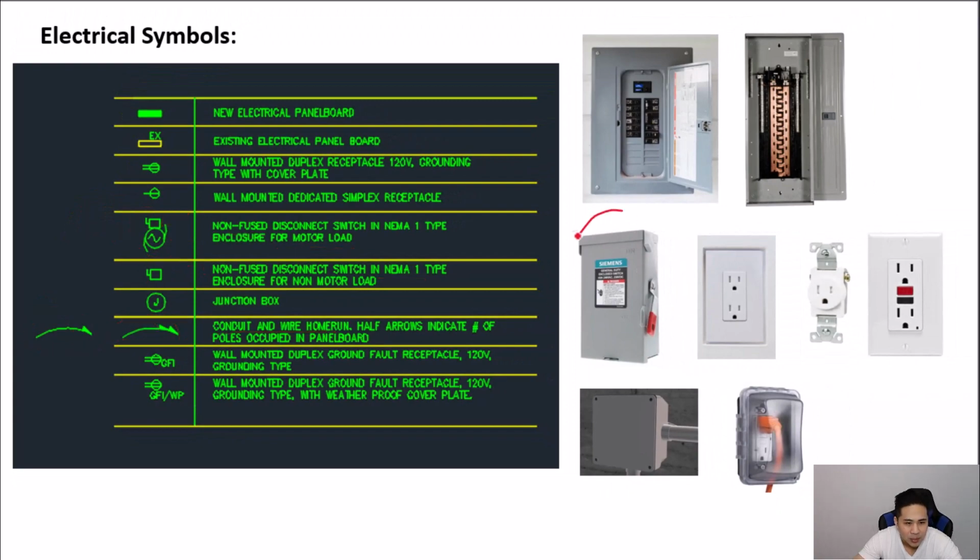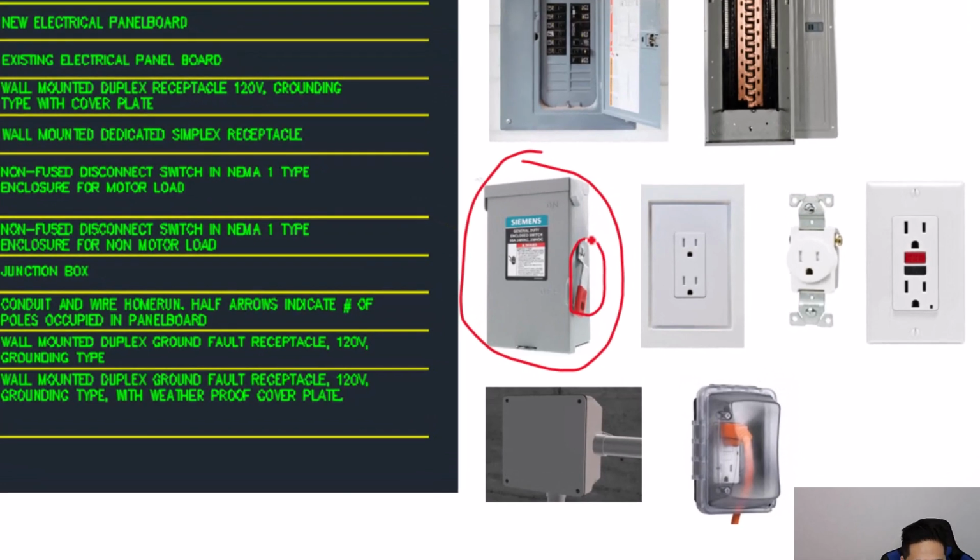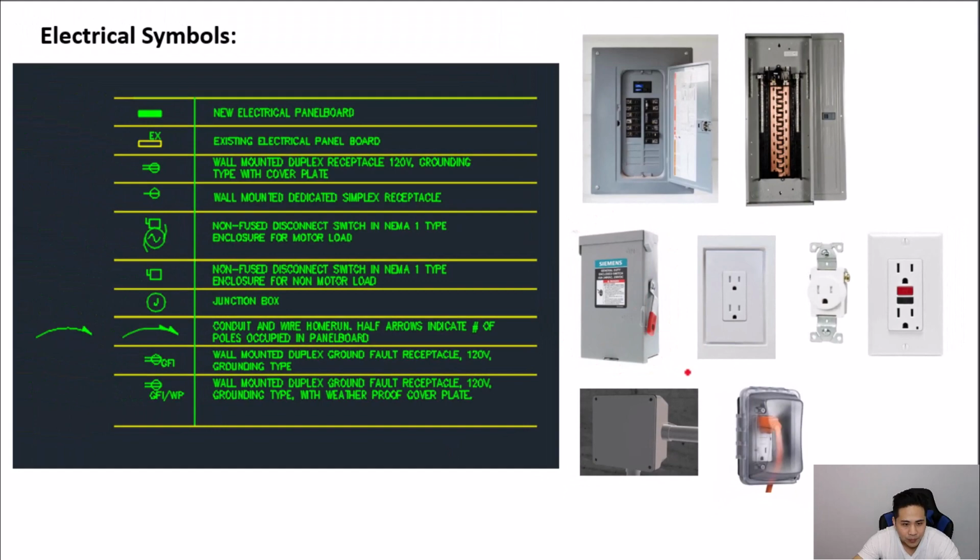So the disconnects basically look like this, and you see the handle is right here. If you want to disconnect it and turn it on, you would basically flip the handle up or down to disconnect and re-engage the circuit. And inside of this will be your fuses.